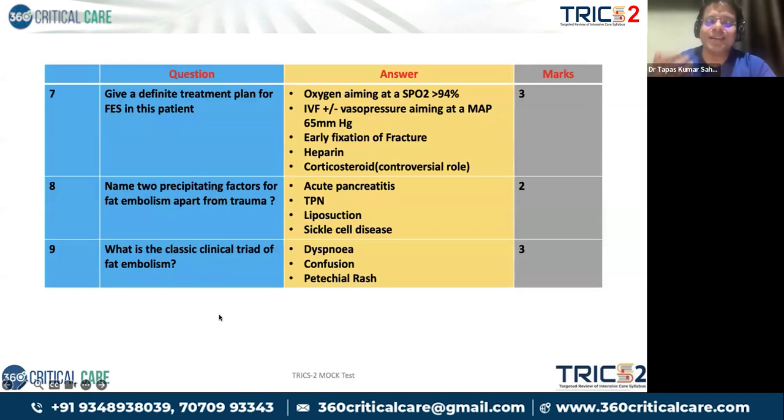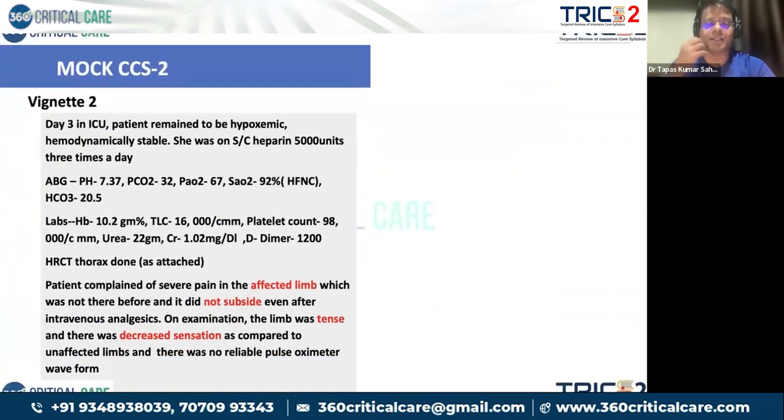What is the clinical triad of fat embolism? You have to remember: dyspnea, confusion, and petechial rash. So if you answer it immediately, 3 plus 2 plus 3 plus so on, your answers would be just added, and you will be going up the ladder in your mark sheet.